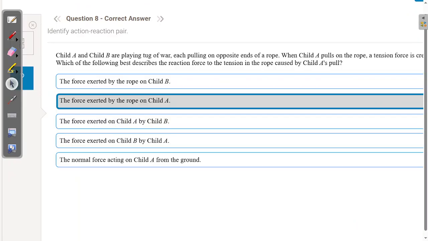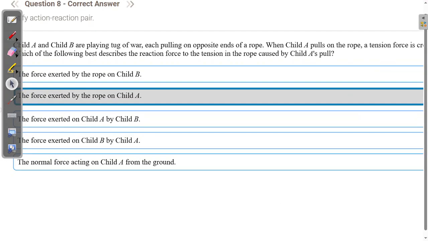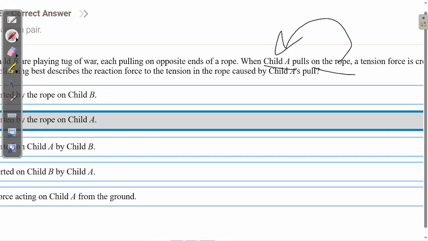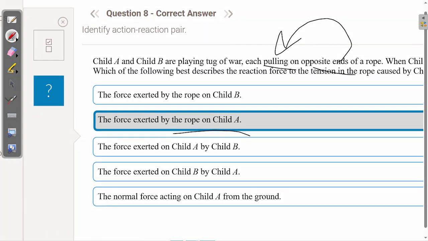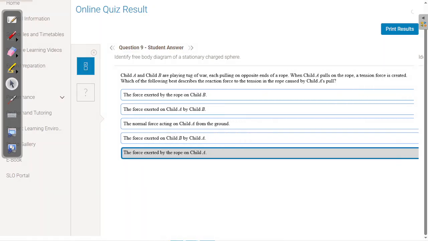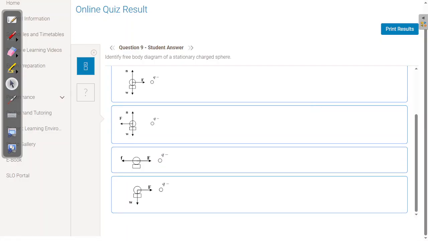Okay, child A and child B are playing tug of war, each pulling on opposite sides of a rope. When child A pulls on the rope, a tension force is created. Which of the following best describes the reaction force to the tension in the rope caused by child A's pull? Okay, so child A pulls on the rope, so you just reverse it. Rope on child A, which is this option, rope on child A.